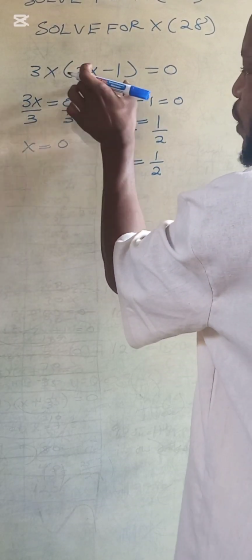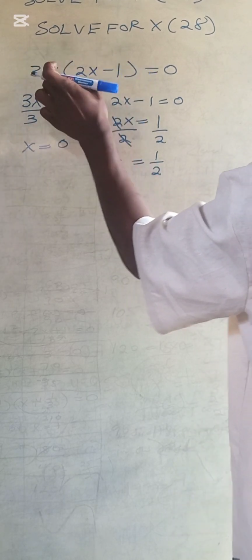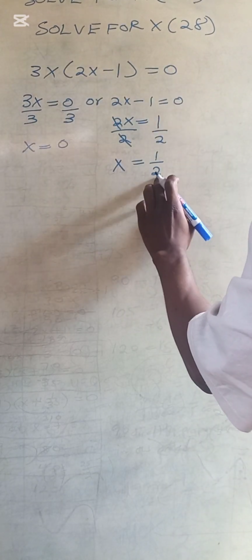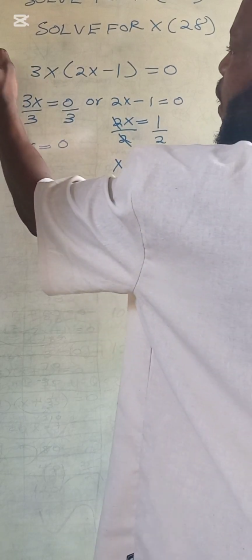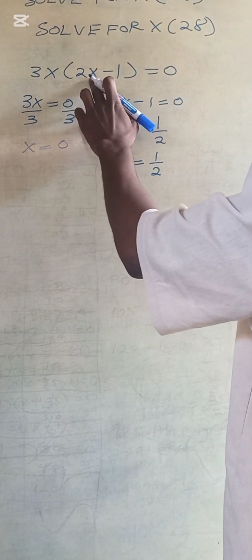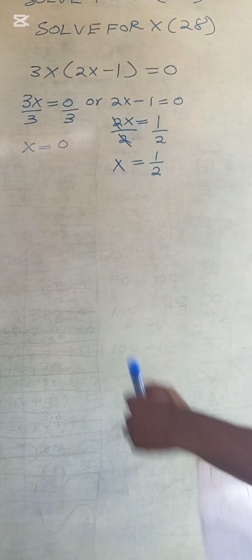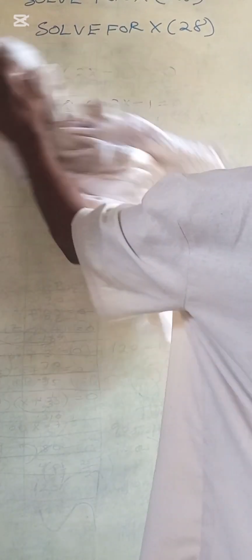We take 0, we plug it here. If this is 0, 3 times 0 is 0. Any number multiplied by 0 is 0. We take a half, 3 by half, it will be 3 over 2. And then here, 2 by half is 1. 1 minus 1 is 0. 0 by this is 0. So both the values are correct.